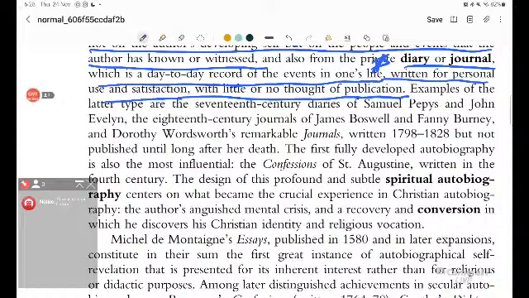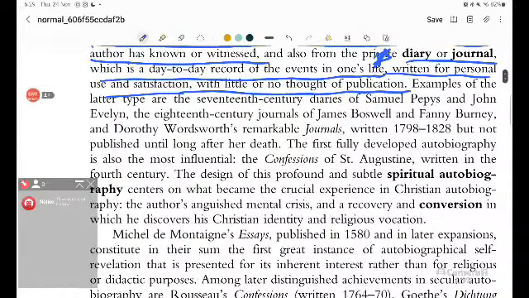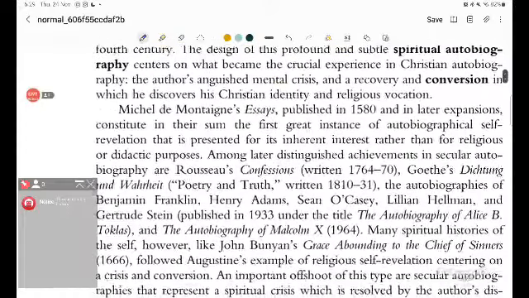The first fully developed autobiography is also the most influential, The Confessions of Saint Augustine, written in the 4th century. The design of this profound and subtle spiritual autobiography centers on what became the crucial experience in Christian autobiography: the author's anguished mental crisis and recovery and conversion, in which he discovers his Christian identity and religious vocation.